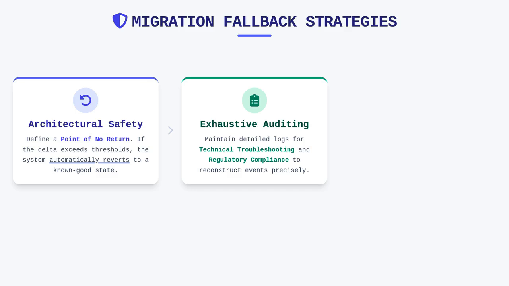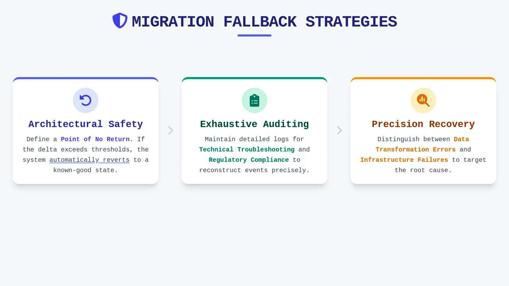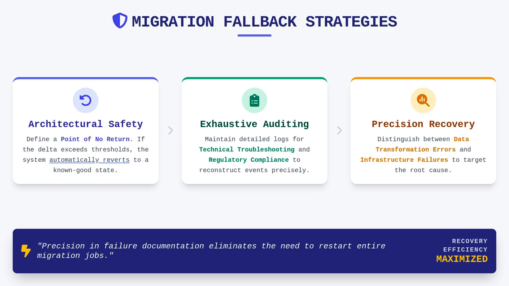Beyond technical rollbacks, you must maintain exhaustive audit logs throughout the transition process to reconstruct events if something goes wrong. These logs serve a double purpose. They help you troubleshoot technical failures during the migration phase and provide the necessary documentation for potential regulatory inquiries. If you encounter a failure, your documentation should clearly distinguish between data transformation errors and infrastructure failures. This precision speeds up the recovery time and allows your team to address the specific root cause without needing to restart the entire data migration job.